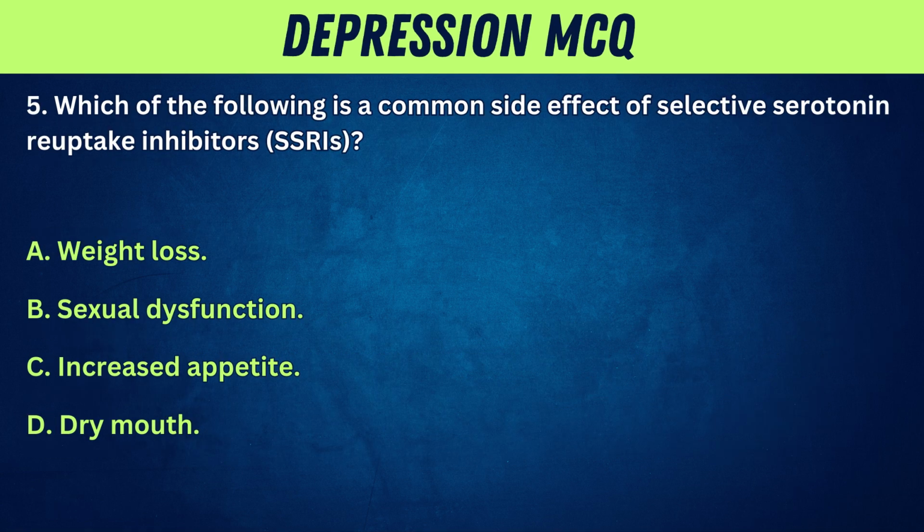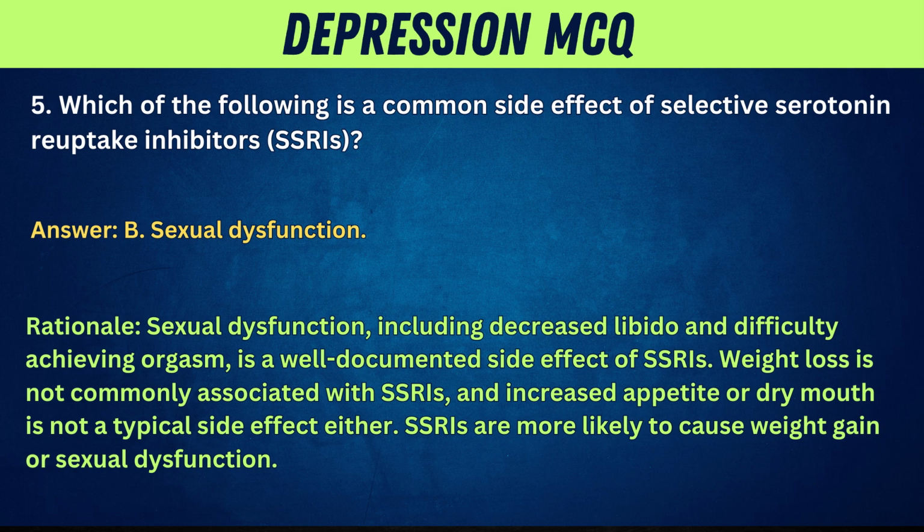5. Which of the following is a common side effect of selective serotonin reuptake inhibitors, SSRIs? A. Weight loss. B. Sexual dysfunction. C. Increased appetite. D. Dry mouth. Answer: B. Sexual dysfunction. Rationale: sexual dysfunction, including decreased libido and difficulty achieving orgasm, is a well-documented side effect of SSRIs. Weight loss is not commonly associated with SSRIs, and increased appetite or dry mouth is not a typical side effect either. SSRIs are more likely to cause weight gain or sexual dysfunction.